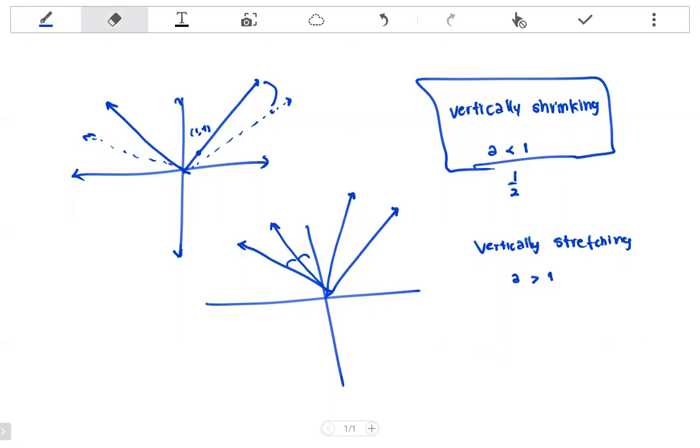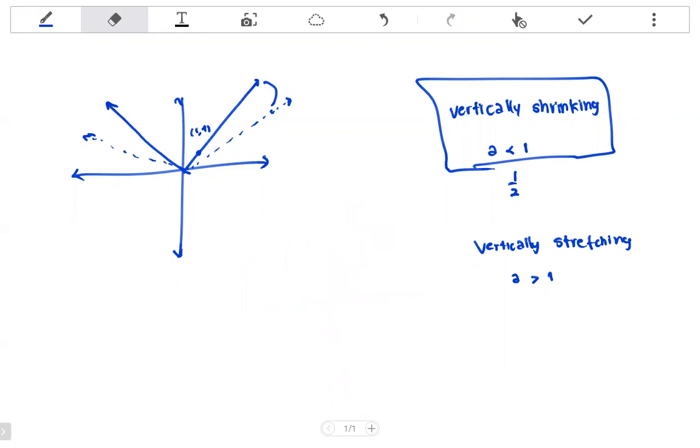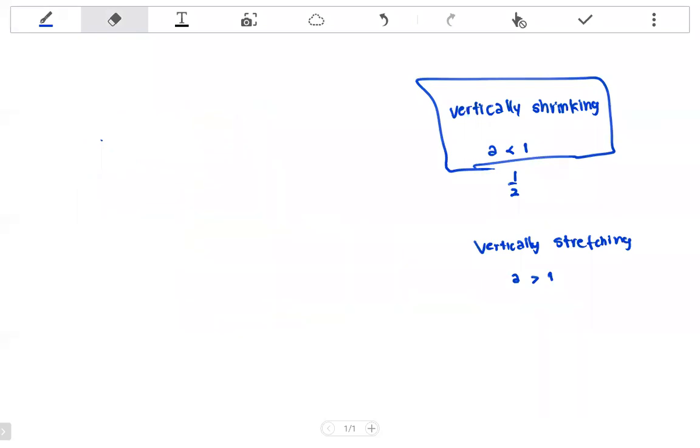Anybody confused so far? Or this makes sense so far? Because we're going to do something harder then.